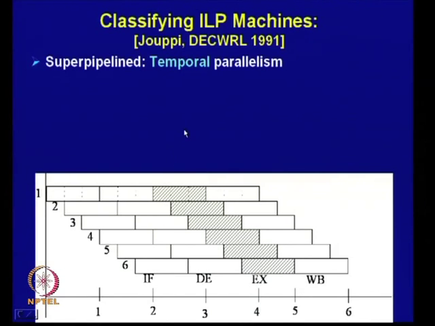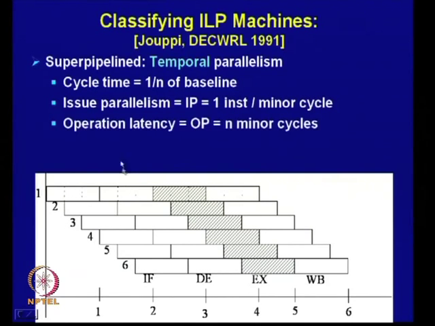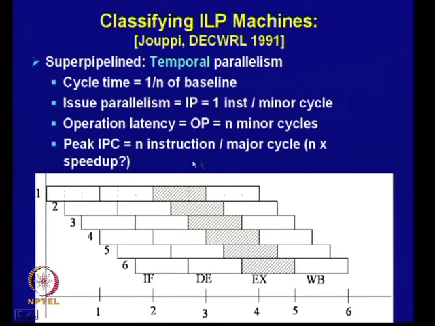According to the classification of Jouppi, this is the superpipeline processor, where cycle time is 1 by n of the baseline processor, and issue parallelism is 1 instruction per minor cycle. So you can see you are issuing 1 instruction per minor cycle, and output latency is m minor cycles. After m minor cycles, output is generated, and peak IPC is n instructions per major cycle. So, n times speedup. Here, as I have said, the machine parallelism you can achieve is n into k.